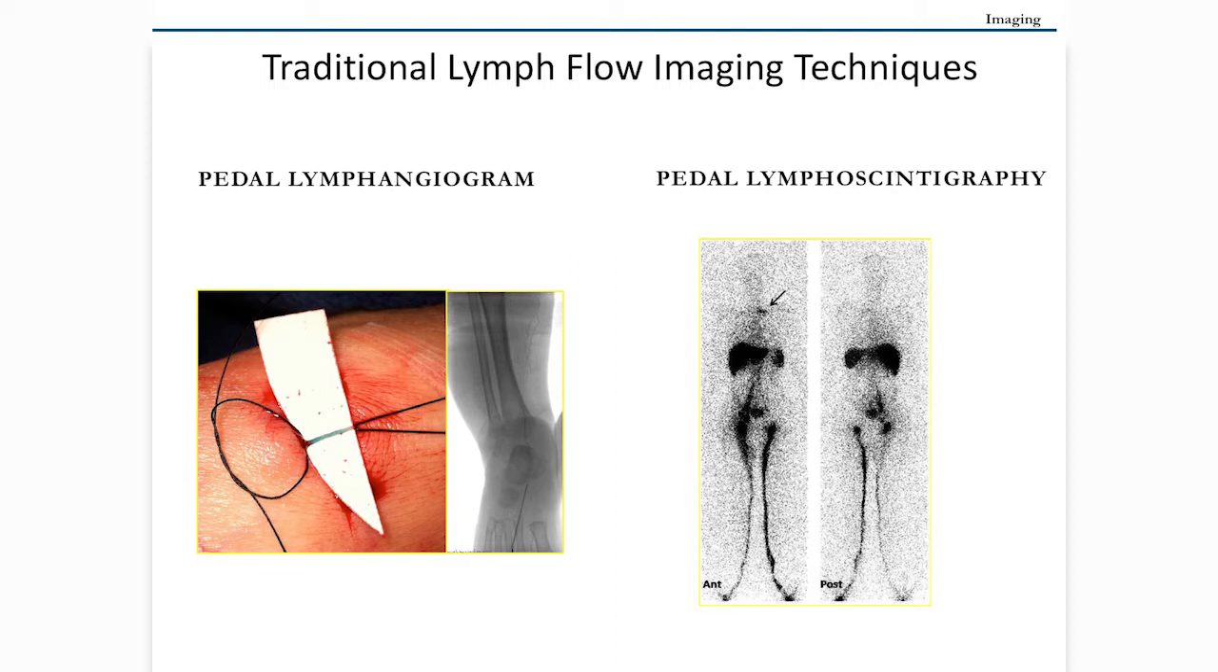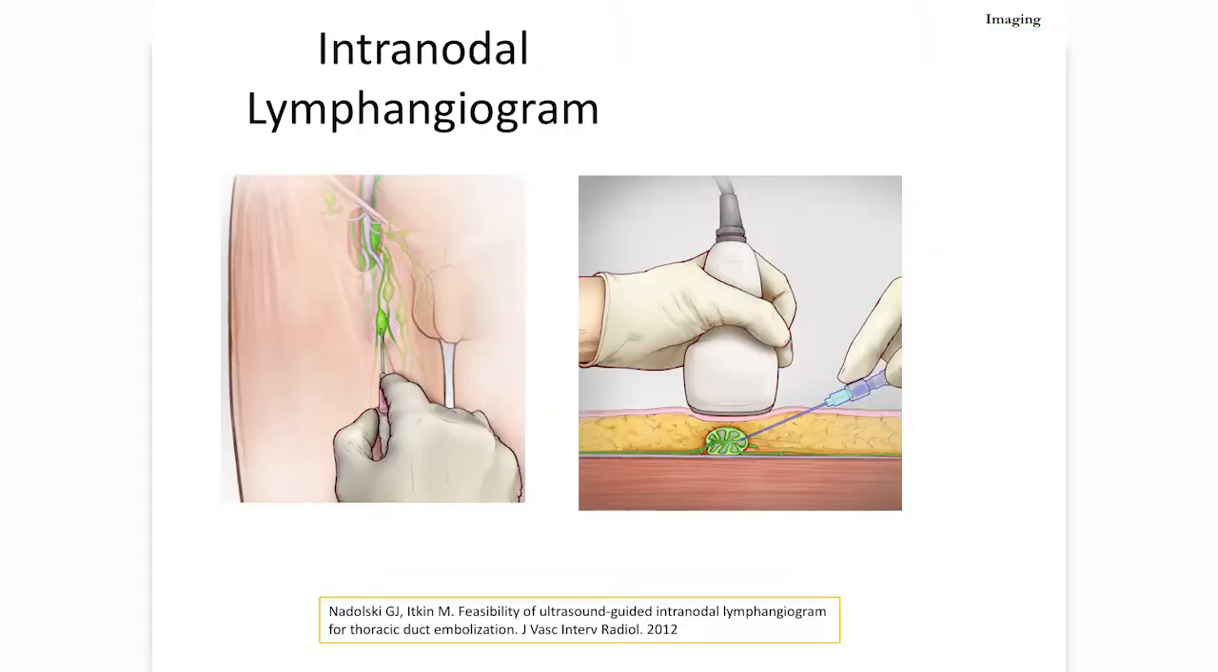Why is the lymphatic system so elusive? Because it's very, very difficult to image. These two techniques, pedal lymphangiogram and pedal lymphangiography, were the only imaging techniques we ever had until recently. Both are technically challenging and provide minimal information about the central lymphatic system.